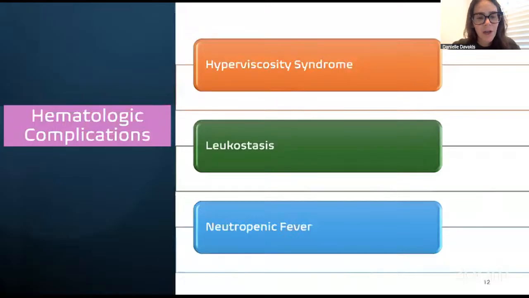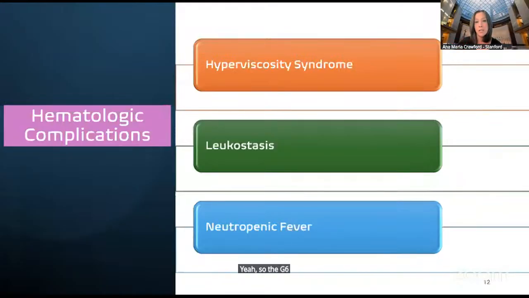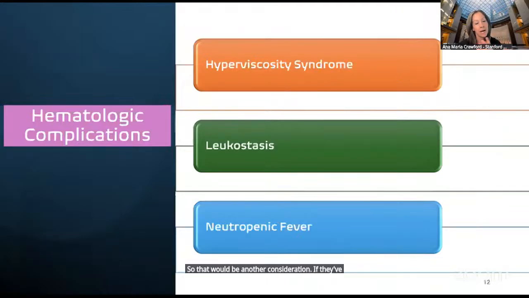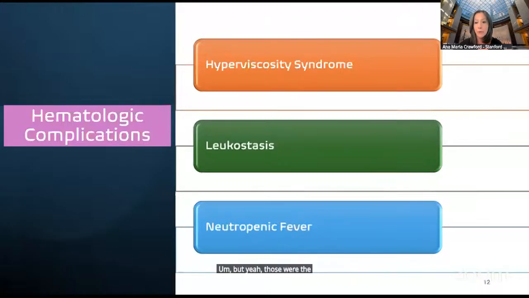There was a question in the chat. Are there any other patient groups where rasburicase would be contraindicated? I wanted to pose that beyond the poor kidney function folks. Yeah, so the G6PD patients, it's contraindicated in those. And then there's someone who's had anaphylaxis, but that's a contraindication to any medication that you're going to give. So that would be another consideration if they've had a negative reaction. I think those reactions, if they're life-threatening, are certainly contraindications, but if someone has a side effect, it may be more important to treat the tumor lysis syndrome and tolerate the side effect. But those were the main categories.